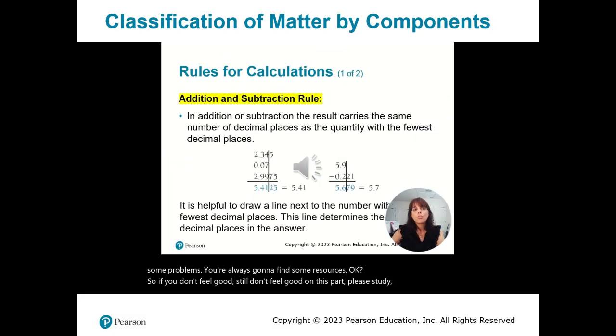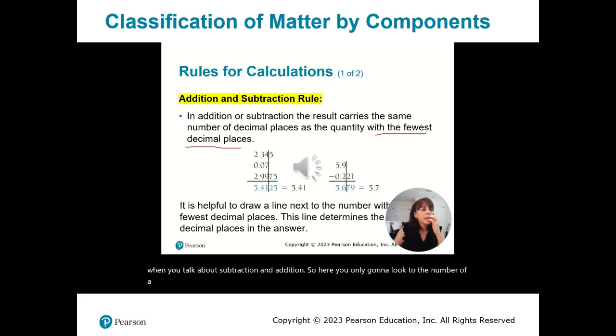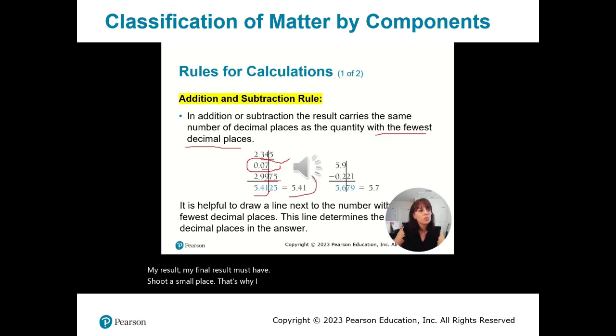Rules of calculation when you talk about subtraction and addition. So here you're only gonna look at the number of decimal places. So in this case over here, look, I have 3 decimal places, 2, no, and 4. So my final result must have 2 decimal places. That's why I'm gonna stop here, 2 decimal places. In this case, I only have 1 decimal place, so I'm gonna stop over here, 1 decimal place.